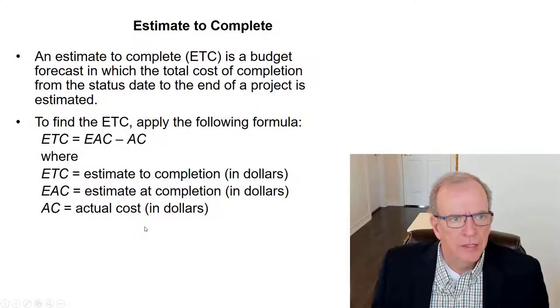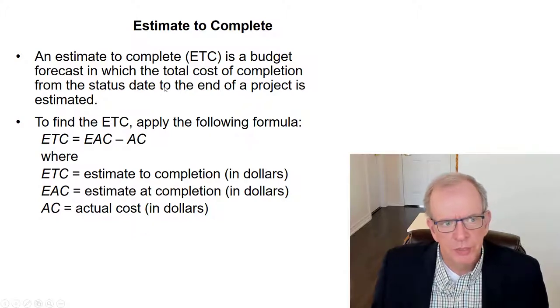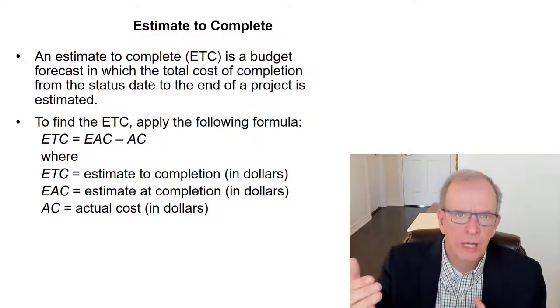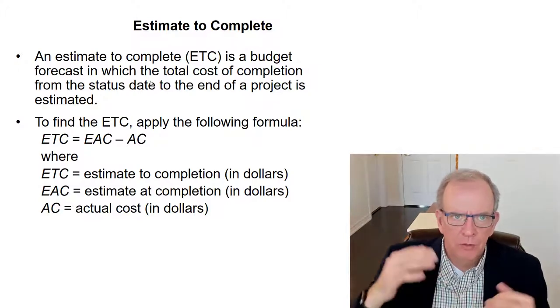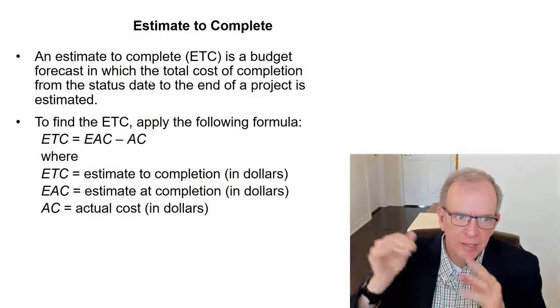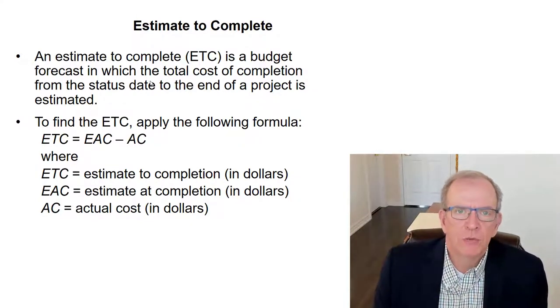And the estimate to complete, just reinforcing what I just walked us through, is a budget forecast at which the total cost of completion from the status date to the end of the project is estimated. So we're really looking at the total cost of the project from the status date to the end of the project. So if we know what the project was supposed to cost, we know what we spent, then the estimate to complete is what's left. You think about it in those terms.